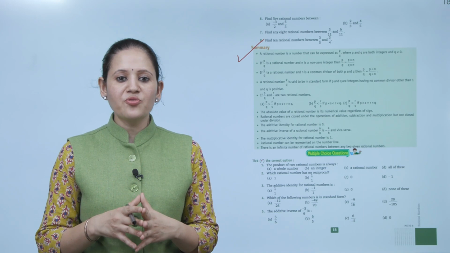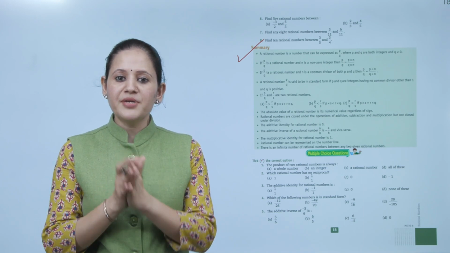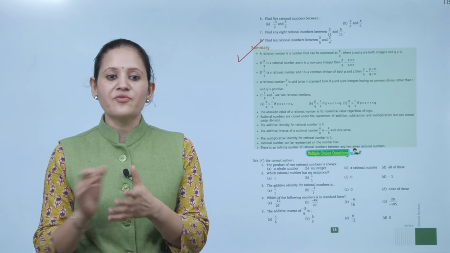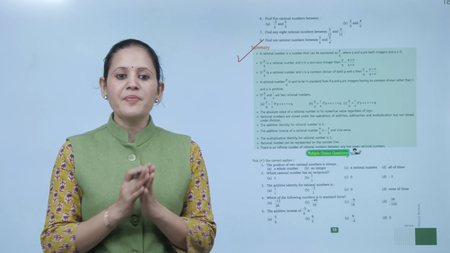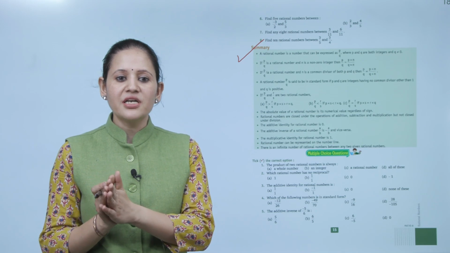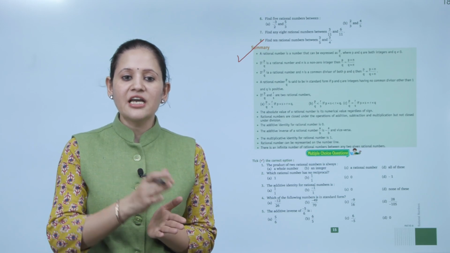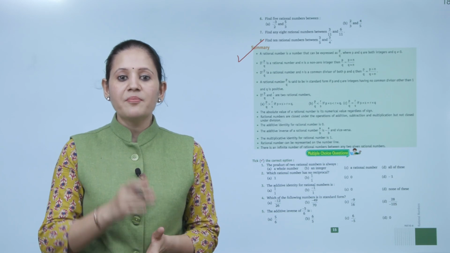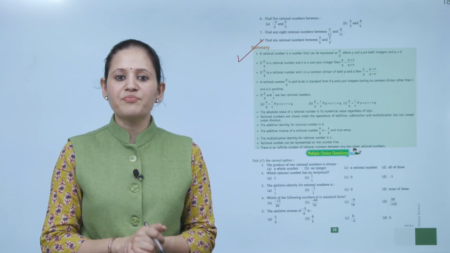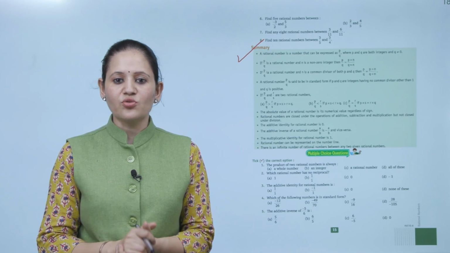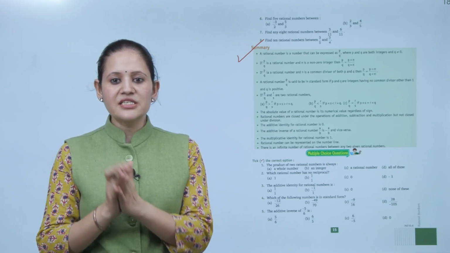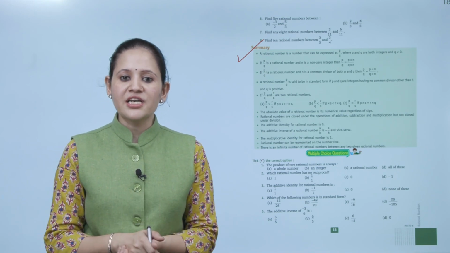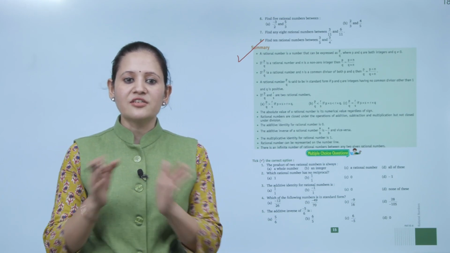A rational number p by q is said to be in standard form if p and q are integers having no common divisor other than 1 and q is positive. If p by q and r upon s are two rational numbers, then p by q is greater than r upon s if p into s is greater than r into q. p by q is less than r upon s if p into s is less than r into q. p by q is equal to r upon s if p into s is equal to r into q. The absolute value of a rational number is its numerical value regardless of sign.